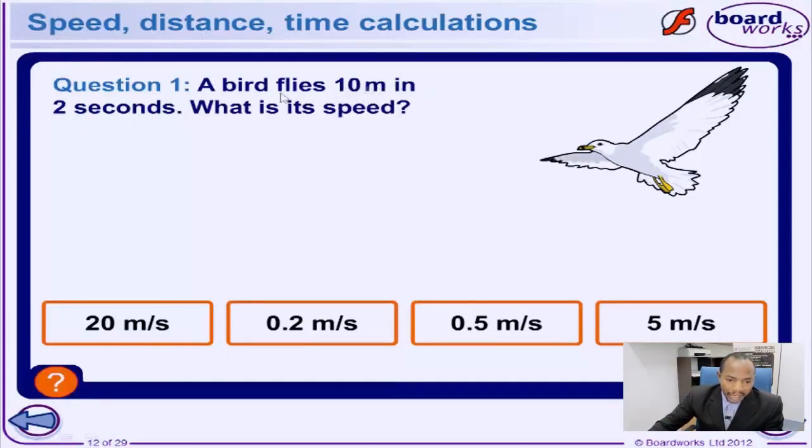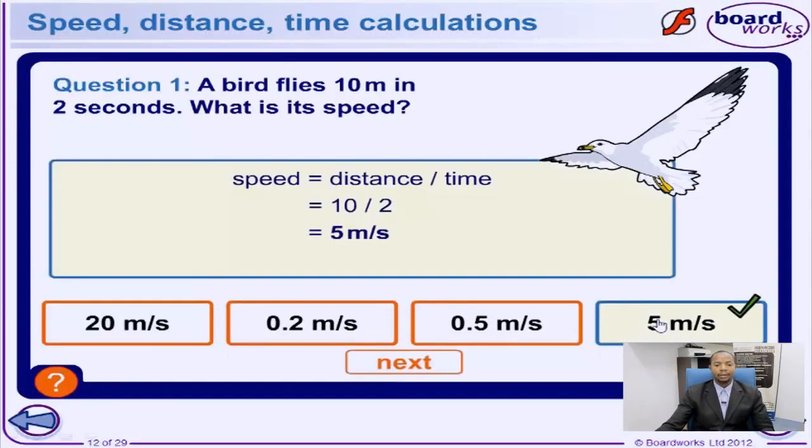We said speed is distance divided by time. Speed is distance traveled divided by time taken. The distance traveled in this case is 10 meters, and the time taken is 2 seconds. So speed will be 10 divided by 2, which is equivalent to 5 meters per second. Yes, that's right. Now we move to the next question.